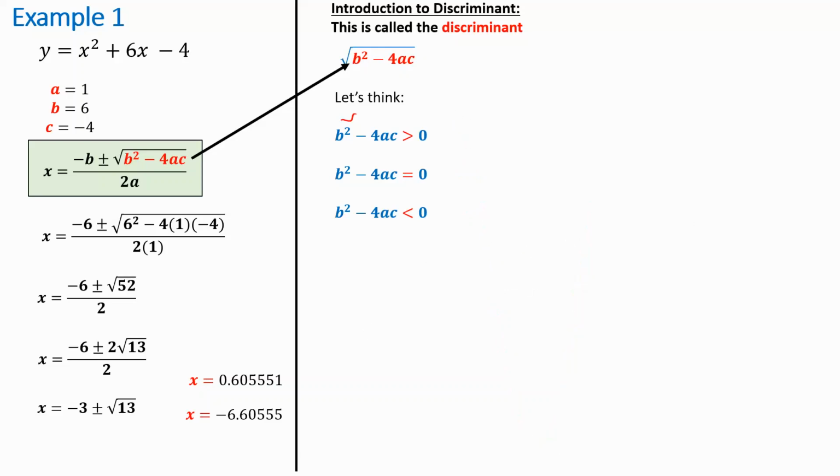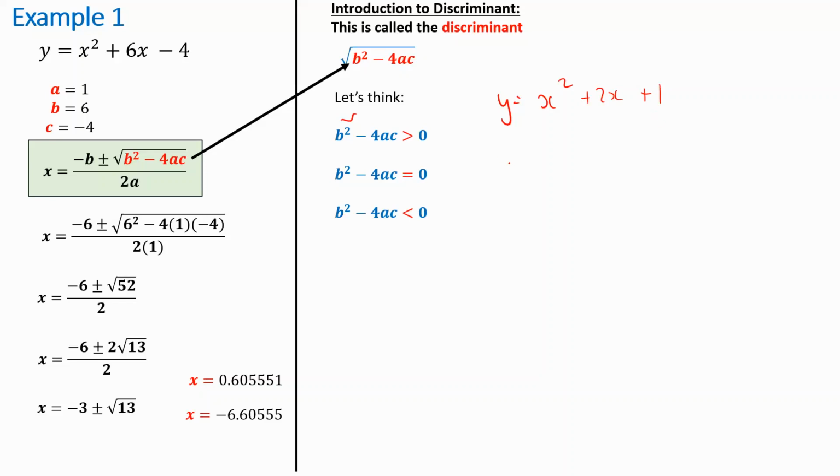I'll give you an example where b squared minus 4ac becomes 0. So let's go with this one. Let's say I give you x squared plus 2x plus 1. Would that work? Yes, this one will work.